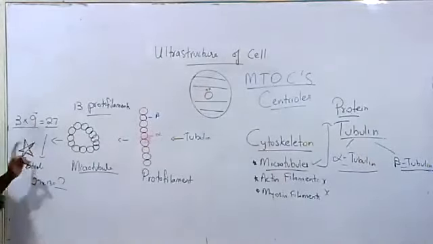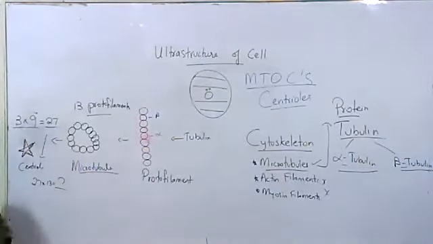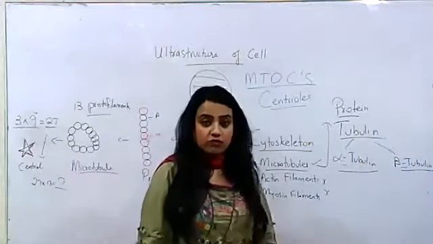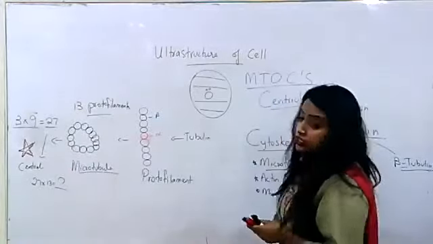And then how many centrioles do we have? 2. So 27 into 2, that is how many microtubules are present in 2 centrioles, right? Every animal cell has 2 centrioles. Okay? Now, one more thing that you need to know here.